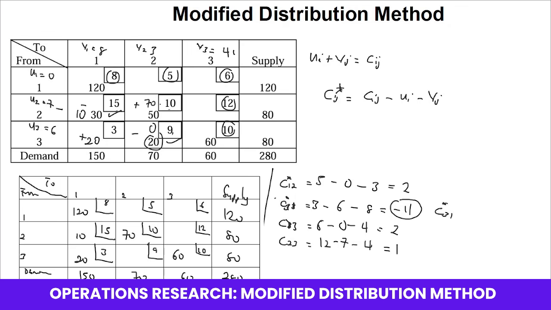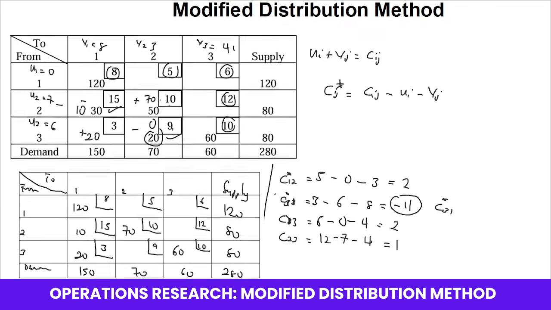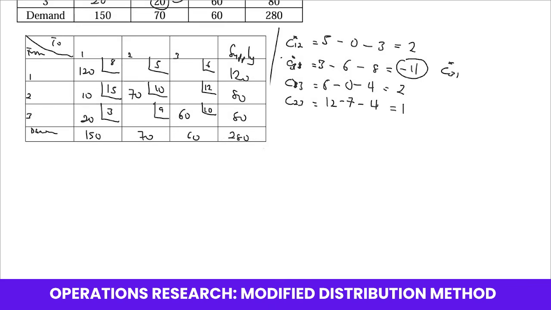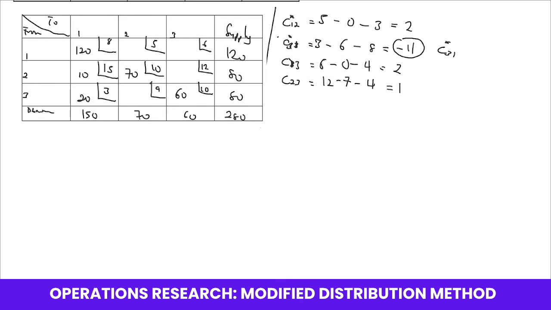So we also have to repeat the same process to check if this new table is optimal. We repeat the same process. We assign the u values and the v values, then we calculate for them. Then we check for optimality. We calculate the net cost change. All right, so let's do that.